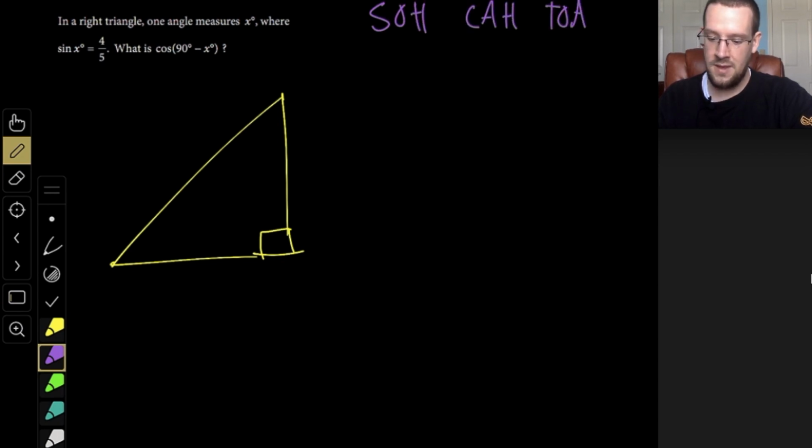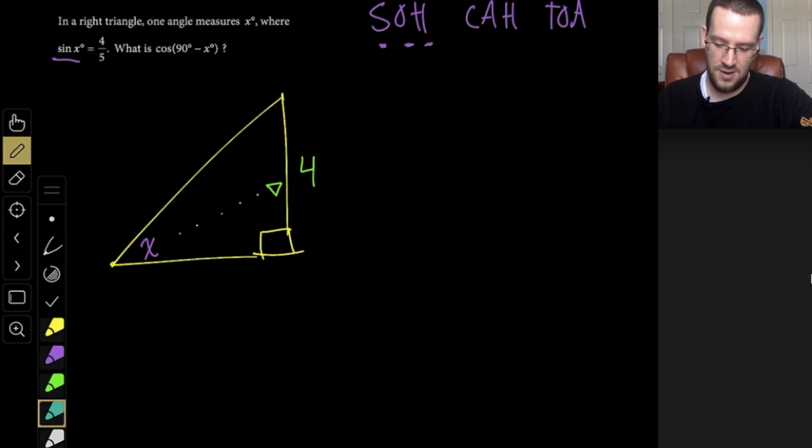SOHCAHTOA. And this is sine, opposite, hypotenuse, right? So this is sine of the angle x. Let's just put the angle x down here, right? And I know that that means that the opposite side will be the one across. So opposite is 4. And the hypotenuse is the side across from the right angle. So the hypotenuse here is 5 units.